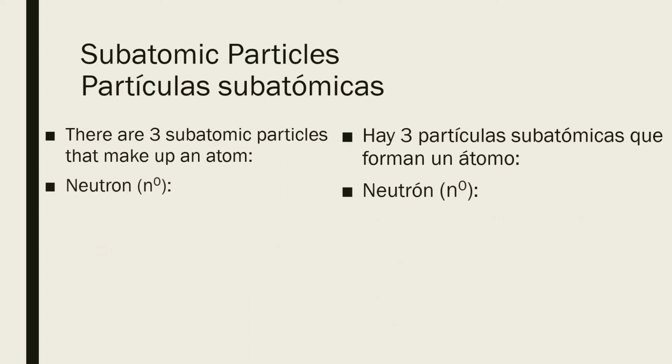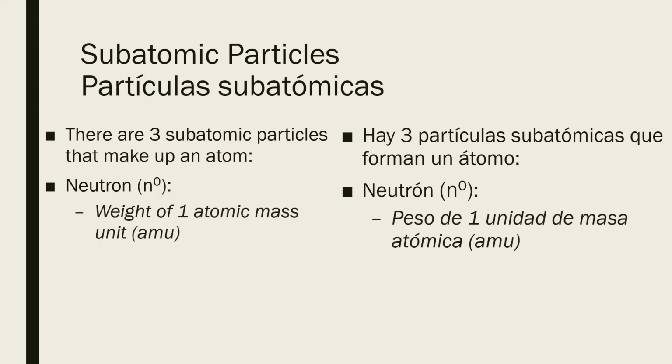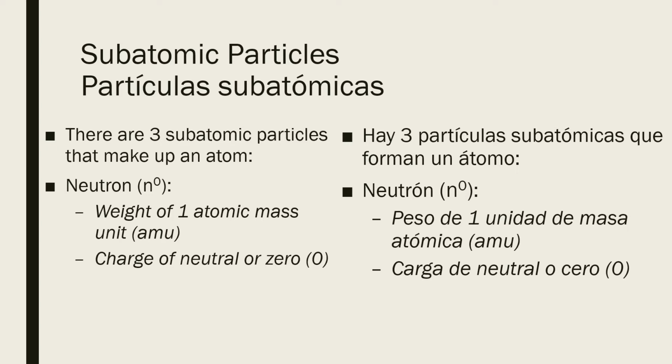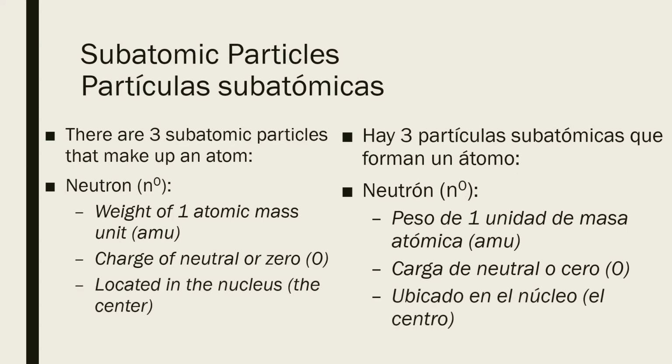A neutron has a lowercase n with a 0 as a superscript. A neutron has a weight of 1 atomic mass unit, just like a proton. A neutron has a charge of neutral or 0. And a neutron is also located in the nucleus.